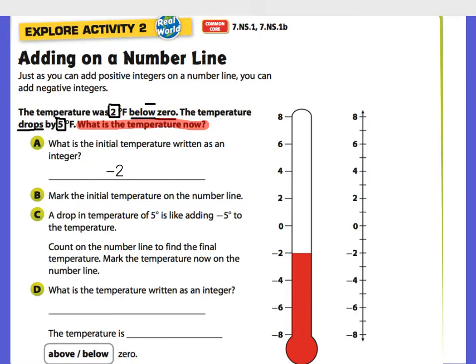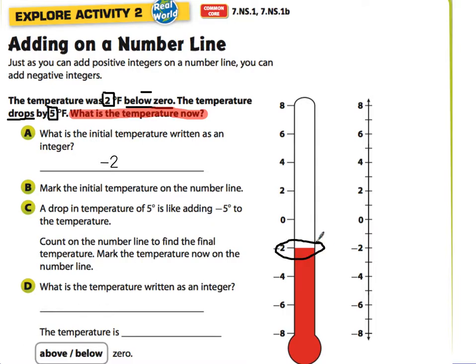Right? Well, on our thermometer, we can see here that it's a negative 2. On my number line, I'm going to mark that. And negatives, when we have a vertical number line, negatives go down. Okay, so -2 in this case would be here.